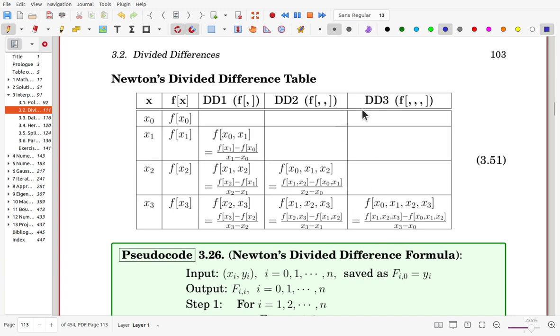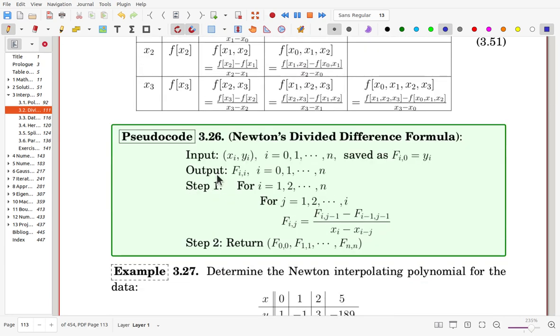Now the third divided difference: these two differences divided by the jump from x0 to x3, so the denominator is x3 minus x0.